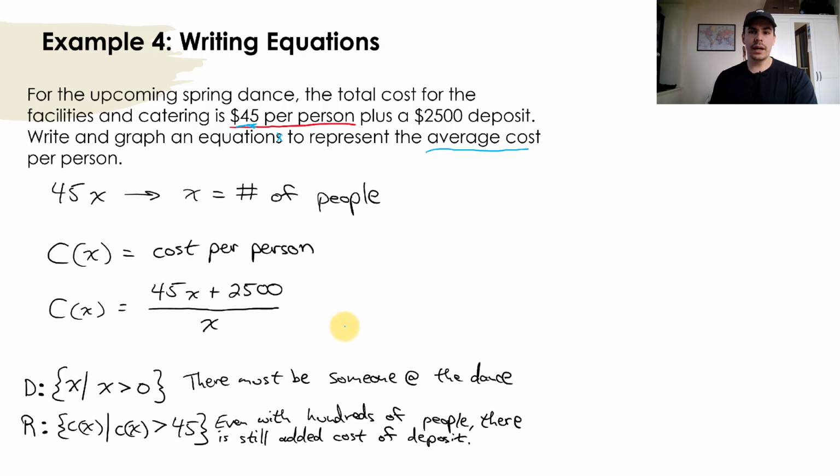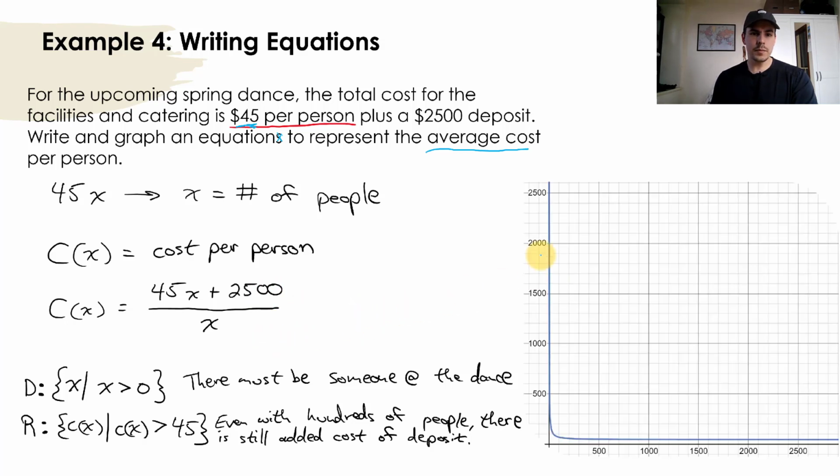So if we go ahead and graph that function, you're going to get something that looks like this. Again, we want to be working in quadrant 1, because it's where our real world is happening. And if I were to zoom in right here, you can see that we are approaching a horizontal asymptote of 45, but we're never going to go below that asymptote.